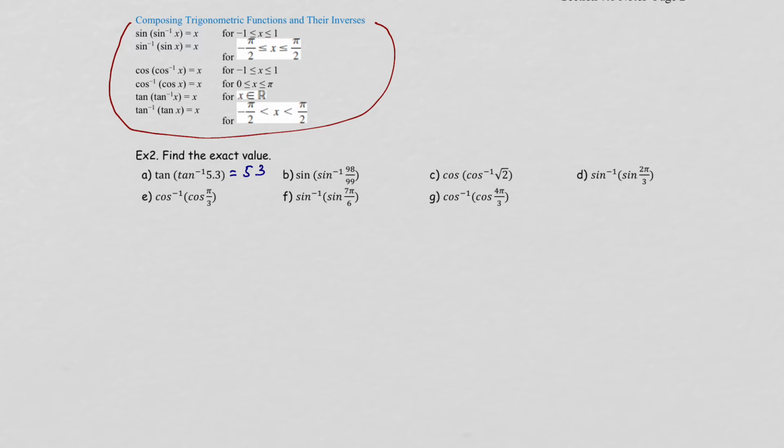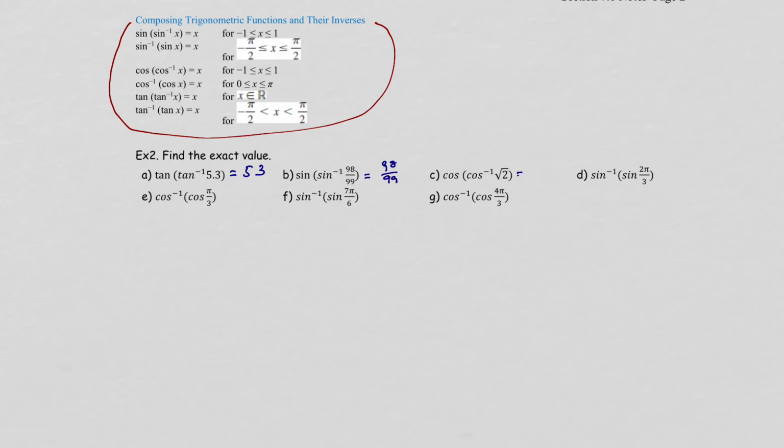What about the next one? Sine inverse. So let's look at the sine inverse domain. That's your domain of sine inverse. Let's make sure this value is between -1 and 1. 98 divided by 99 is going to be smaller than 1. So it is inside of the domain. So that means your value is going to be 98 over 99.